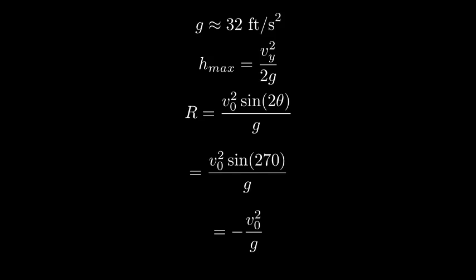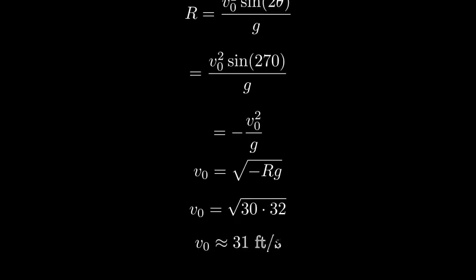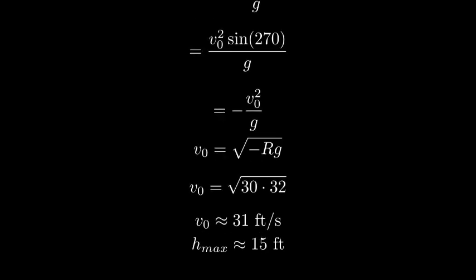Given our range of 30 feet, we can solve for the initial velocity. V0 equals the square root of negative R times g. This gives us an initial velocity of approximately 31 feet per second. With this velocity, we can calculate that the maximum height reached by the water is approximately 15 feet.